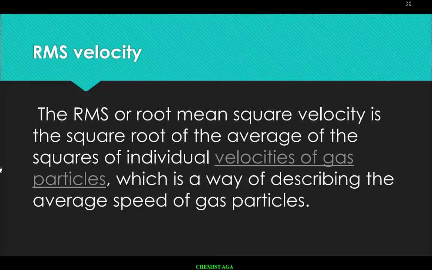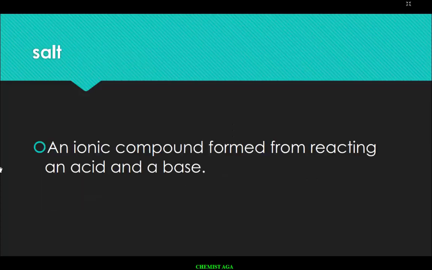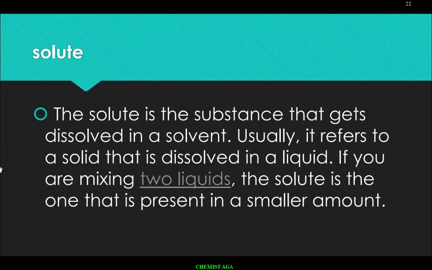RMS velocity. The RMS or root mean square velocity is the square root of the average of the squares of individual velocities of gas particles, which is a way of describing the average speed of gas particles. Salt. An ionic compound formed from reacting an acid and a base. Solute. The solute is the substance that gets dissolved in a solvent.